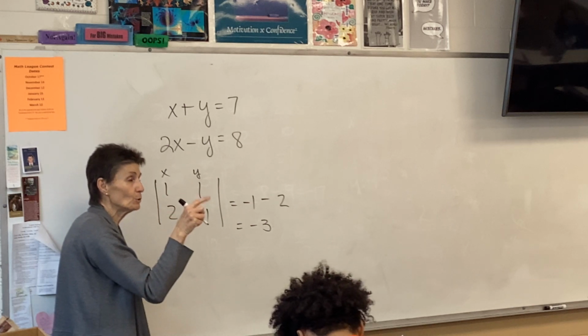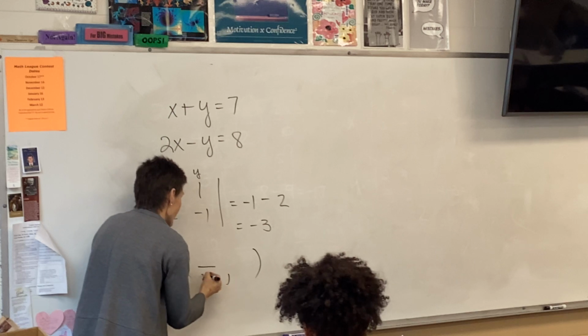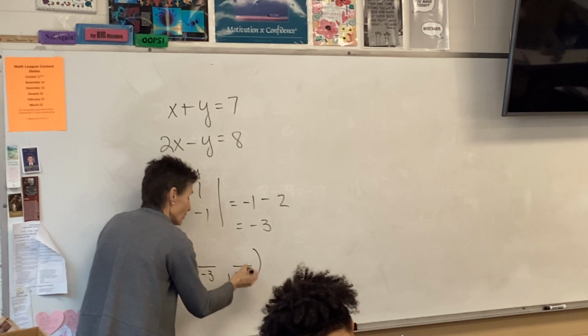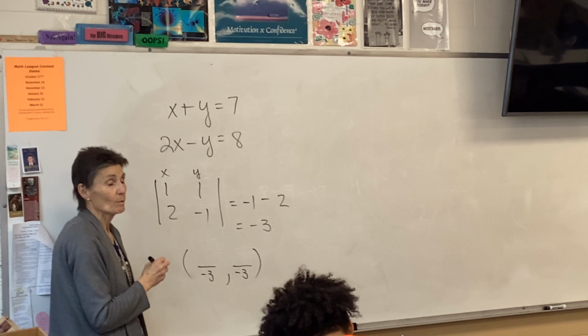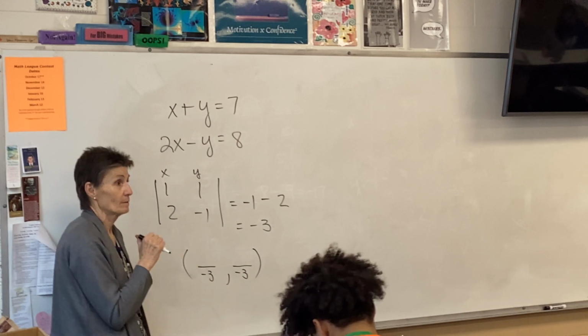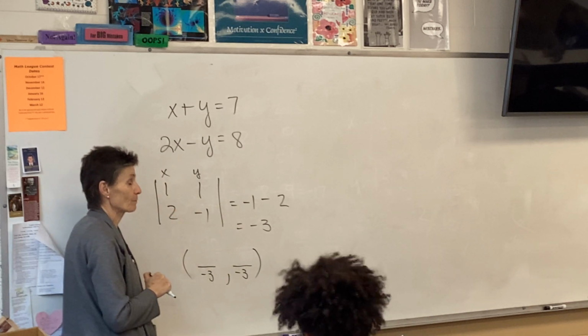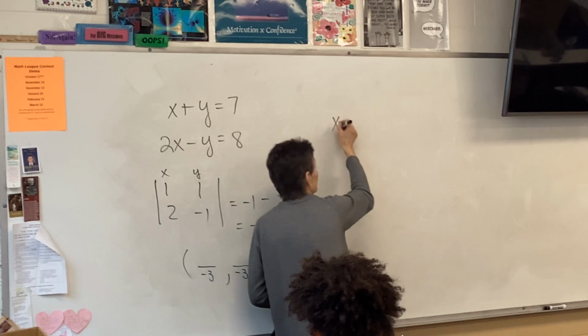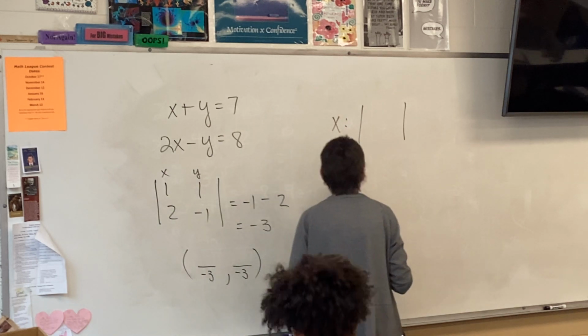What do I do with the -3? It is the denominator of my answer. Remember, your answer is an ordered pair, x comma y. Both of them are over -3. All right, now we're gonna find the numerators. So what's my x numerator?